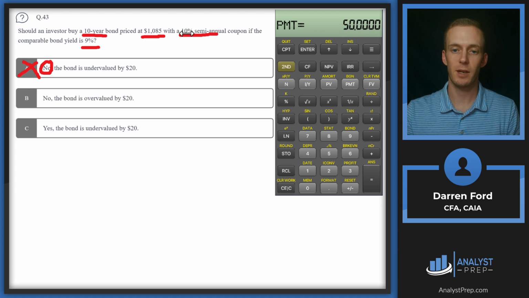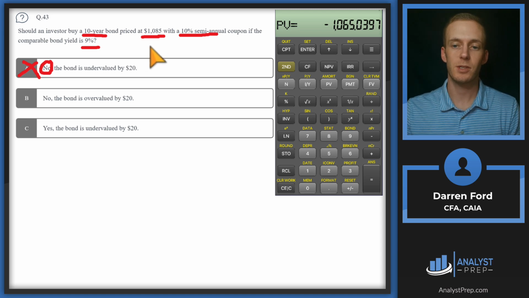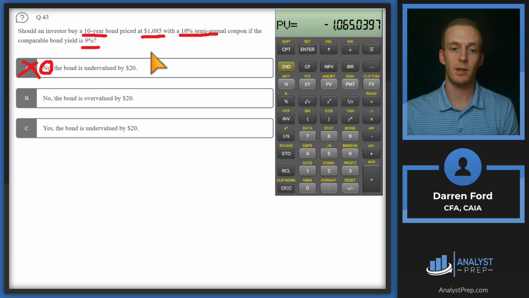It's going to be 10% of the par value, which is 1,000. So 10% of 1,000 is 100. Divide that by 2 gives us a payment of 50. And then lastly, our future value is going to be that par value of 1,000. So from here, we're going to hit compute. Present value gives us 1,065 and some change. So we're valuing the bond at 1,065, but it's actually priced at 1,085. So if we're buying this, we're technically overpaying since we're paying a higher price than what it's worth.